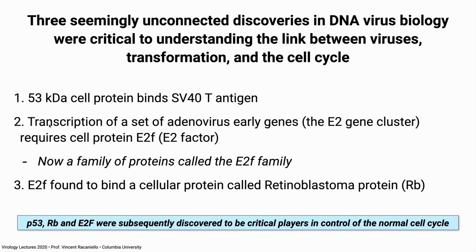It just bound it. 2, transcription of a set of adenovirus early genes, the E2 gene cluster, required a cell protein called initially E2 factor. Now we know it's a family of transcription proteins called the E2F family. So apparently the adenovirus needs this, right, for the transcription of early genes. And finally, this E2F transcription factor was found to bind a cellular protein called retinoblastoma protein, or RB. And P53, RB, and E2F were all connected and found to be critical in the control of the cell cycle.